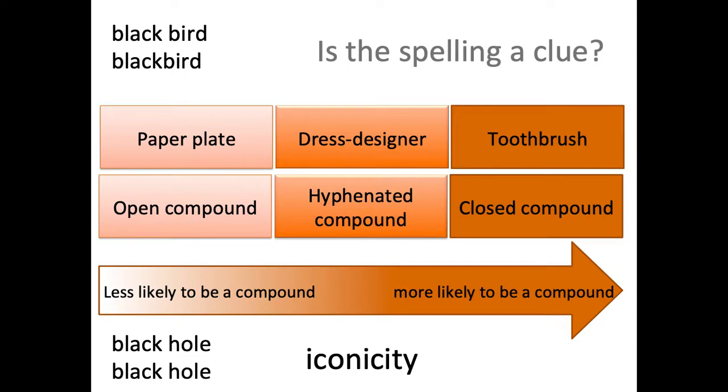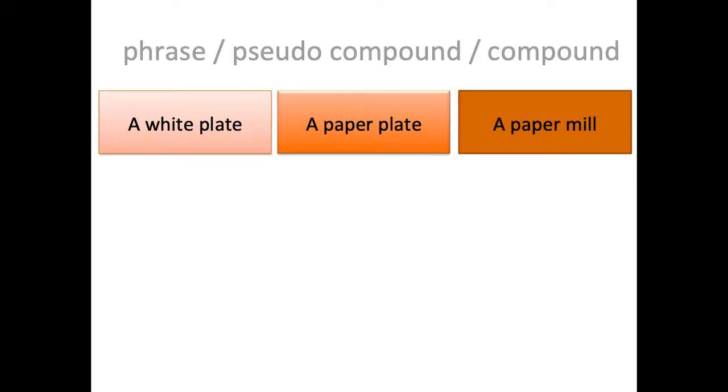So this is a clear sign that iconicity is not always perfect. Now, if we look at the example that we have here, paper plate, in a little bit more detail, we'll see that this phenomenon is actually what we can call a continuum. What we mean by continuum is the idea that things are not black or white. There are many different shades of gray between the two, and not all compound nouns work the same.